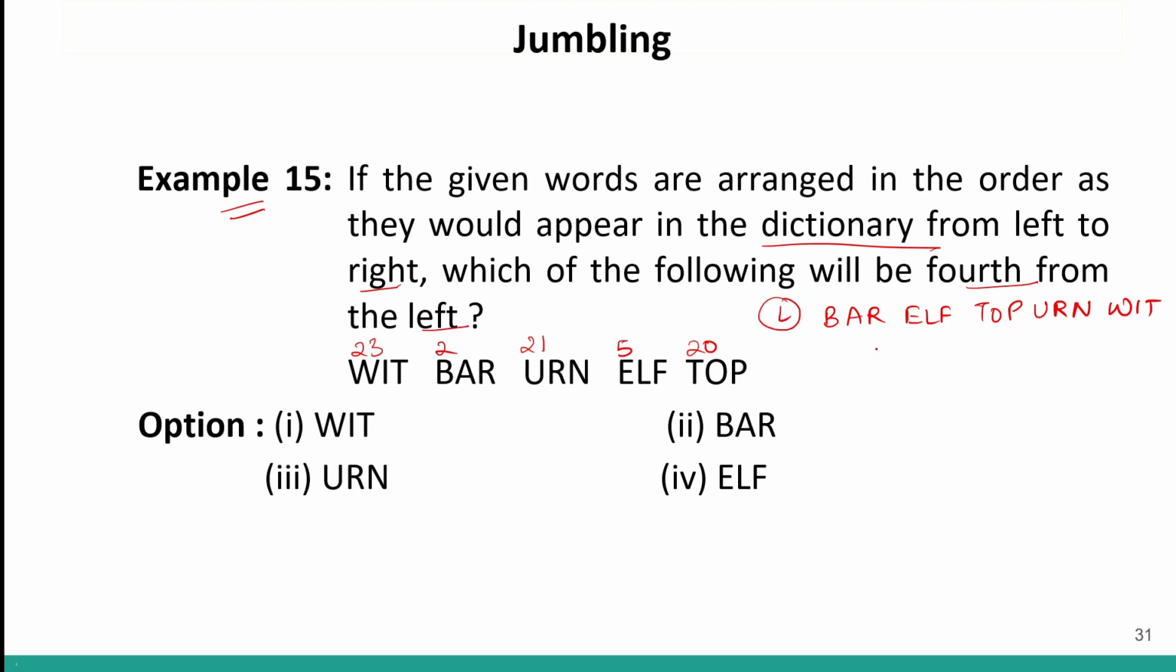Then we have to find out which of the following will be fourth from the left. So this is left, fourth, 1, 2, 3, fourth. So earn will be fourth from the left. So our answer will be option number 3, earn. Okay?